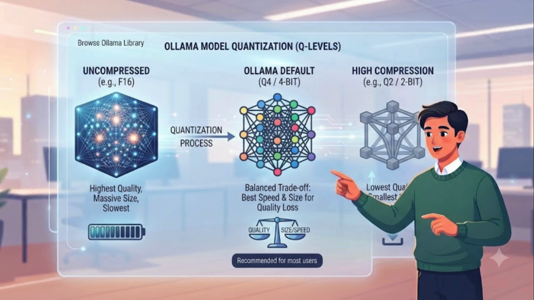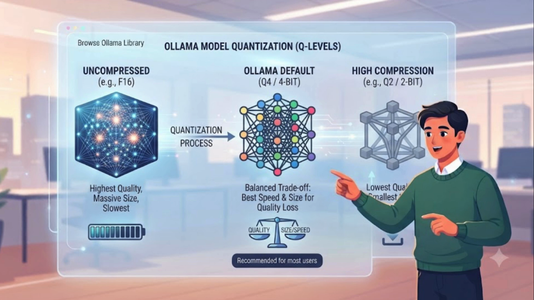Now, the second concept: quantization. You'll often see model tags with something like Q4 or Q8 attached. Quantization is essentially a compression technique. It takes the model's underlying numbers and represents them with less precision, which shrinks the file size dramatically and makes it run faster, in exchange for a small, usually barely noticeable, reduction in output quality.